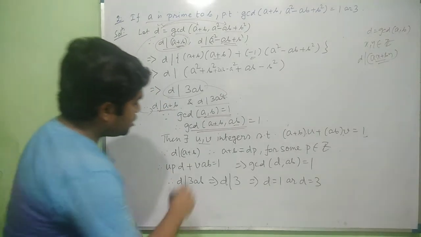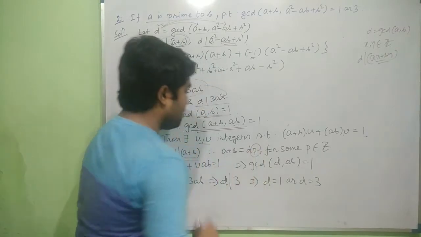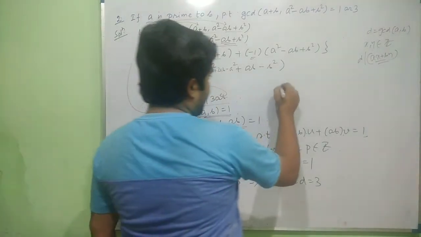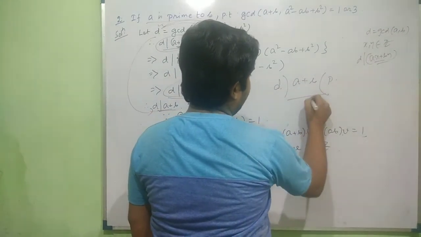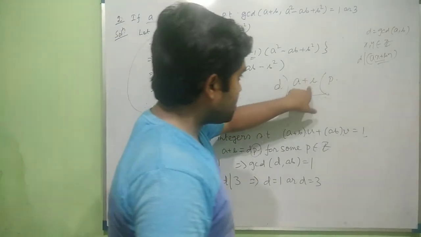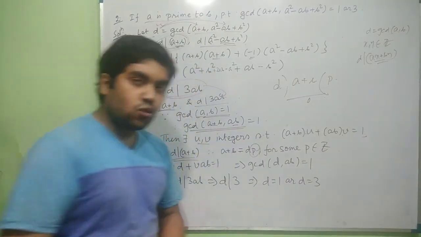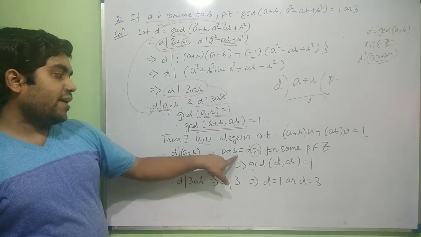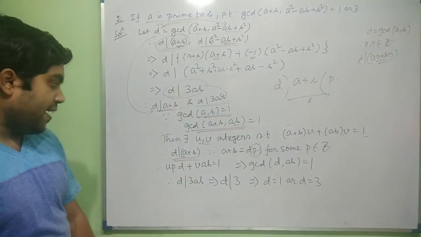From the definition of divisibility of integers, we can find an integer p such that A plus B equals dp. Why? We know that if D can divide A plus B, then we can find a quotient and the remainder will be 0. From that we can conclude A plus B equals d into p plus 0 by the division algorithm. So A plus B must be equal to d into p. That is why A plus B is taken as dp, for some integer p belonging to Z.